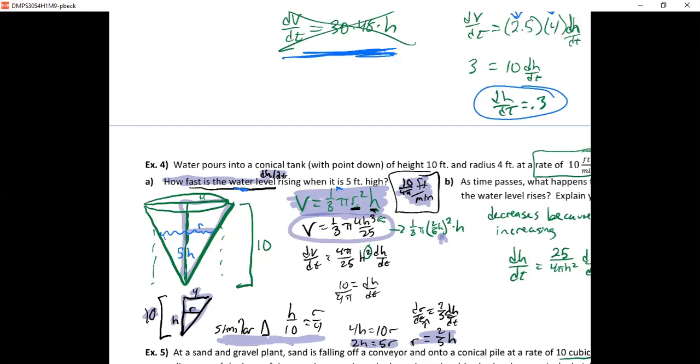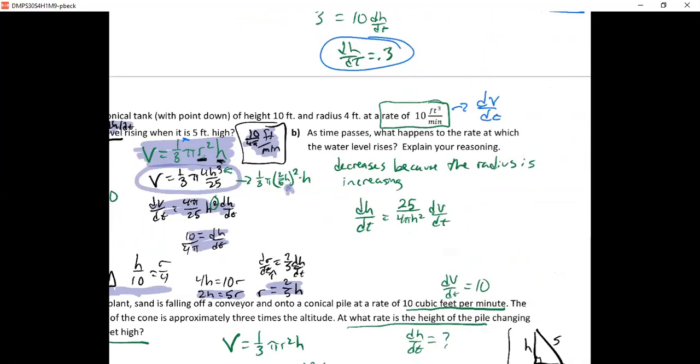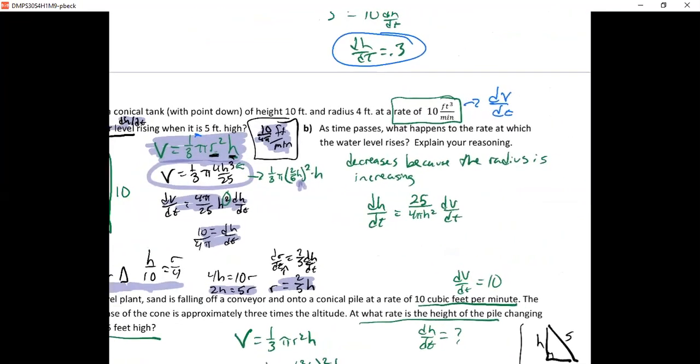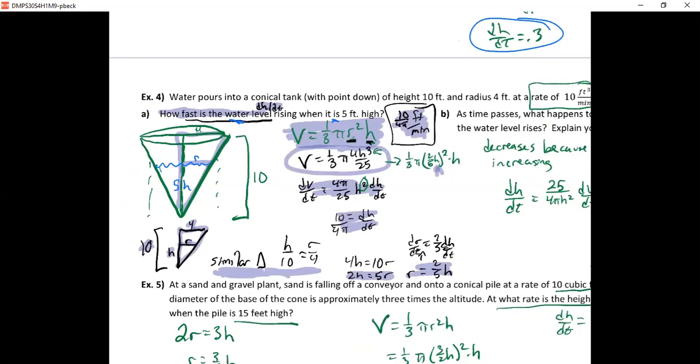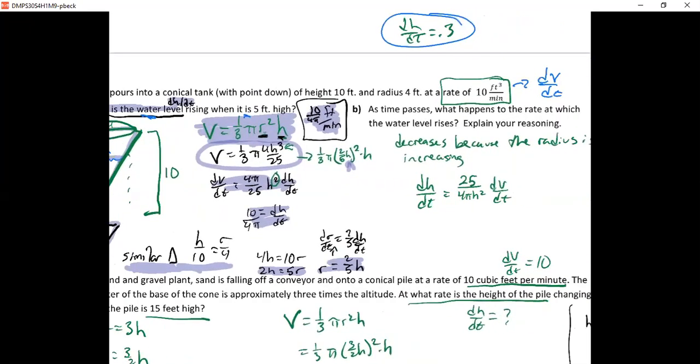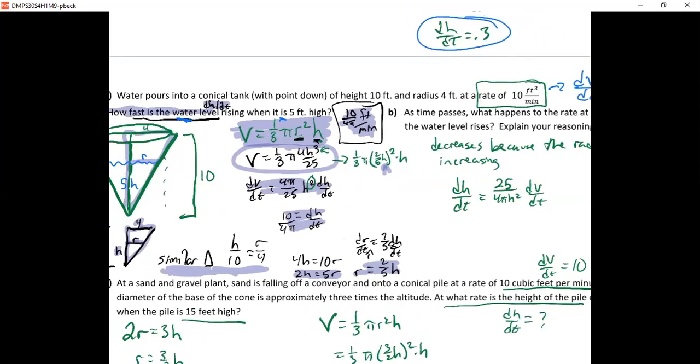Because we want to know what dV/dt is, and I know I kind of threw all of that in. Anyway, as time passes, what happens to the rate at which the water level rises? The water level should be rising at a decreasing rate, because since our radius is increasing, our volume is going to be decreasing. Now, there are lots of different ways you can think through that. As our height's getting bigger, the radius is getting bigger, which causes the volume to end up being smaller.